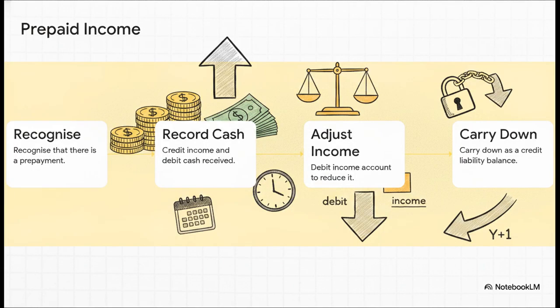To process prepaid income correctly, like Ali did when he received advance commission in our source text, we just follow these logical steps. We credit the income account when the cash is received. Then, at year-end, we debit that same income account with the prepayment amount to reduce it. Remember, debits decrease income accounts. We then carry that prepayment down as a credit liability balance for the following year.